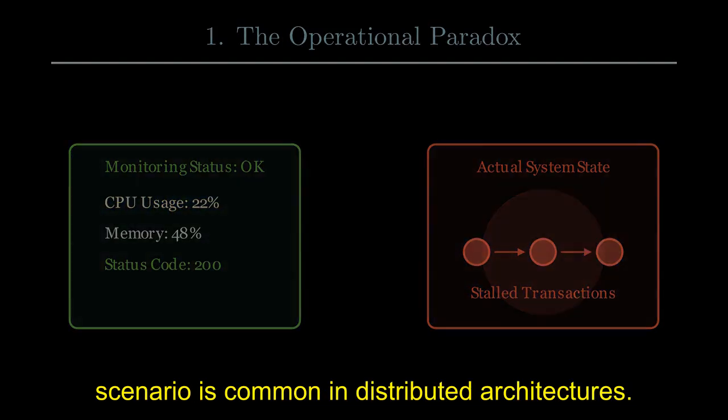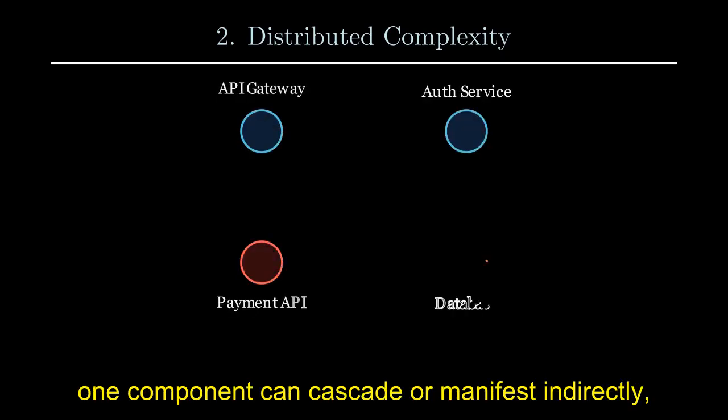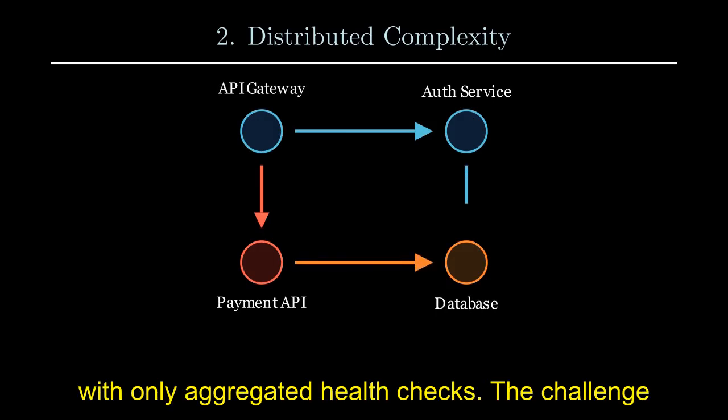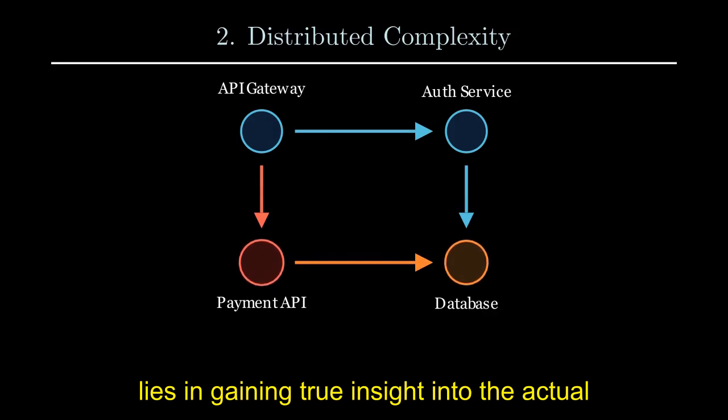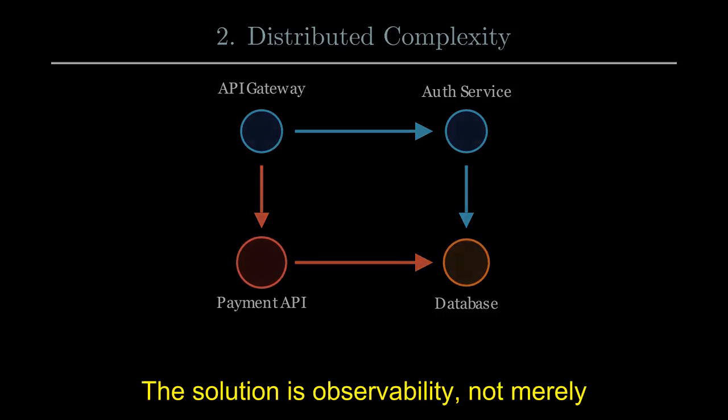This scenario is common in distributed architectures. Services interact in complex ways, and a failure in one component can cascade or manifest indirectly, making root cause analysis exceptionally difficult with only aggregated health checks. The challenge lies in gaining true insight into the actual execution path and states within an opaque system. The solution is observability, not merely monitoring.